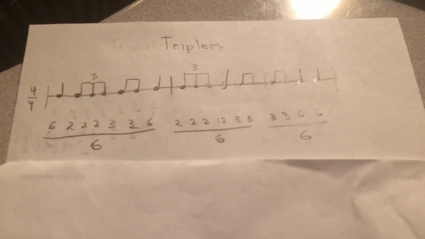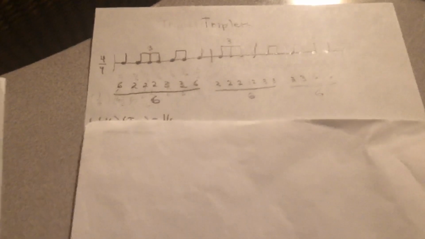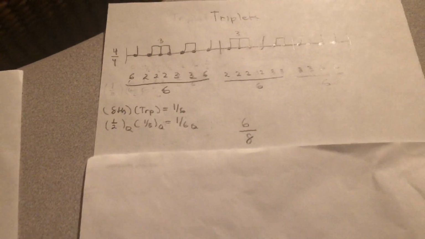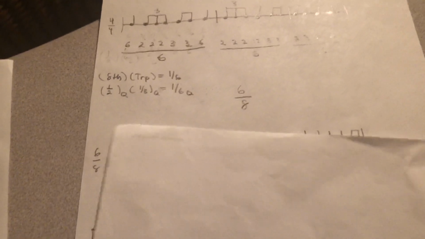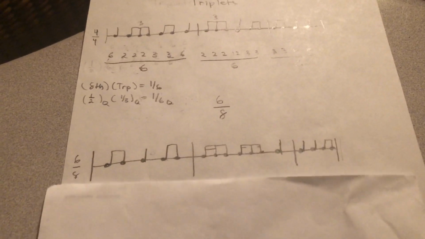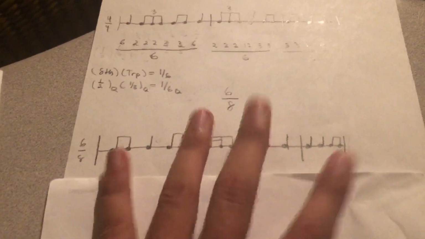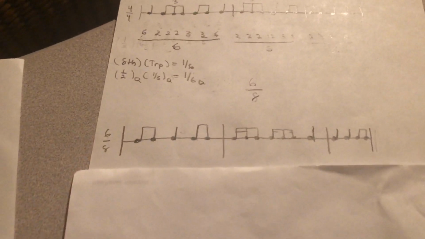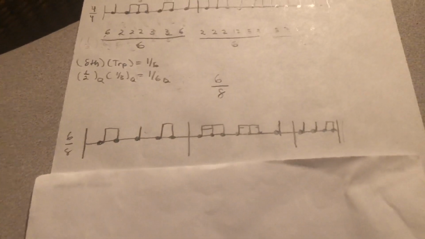I hope that made sense. We're going to be moving on to the next topic I did not talk about in the previous video, and that was other time signatures. I did do 3/4, but we did not talk about 6/8 and other time signatures. Here we have a rhythm in 6/8. What does 6/8 mean? 6/8 means there are 6 beats in each measure, and the 8th note gets the beat.